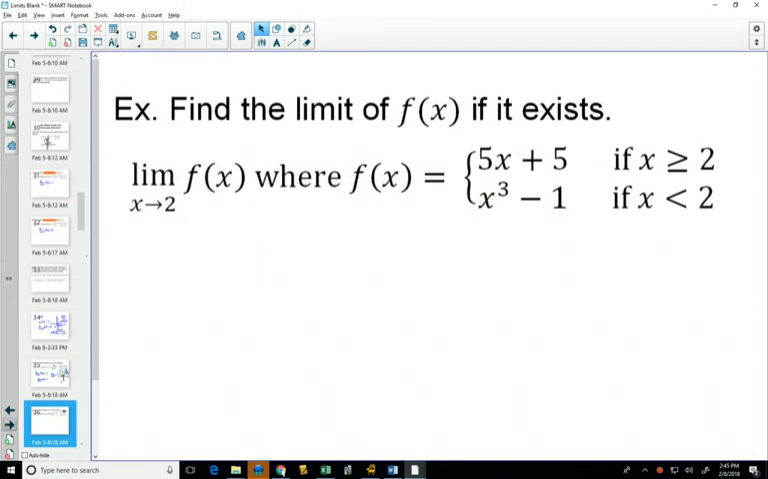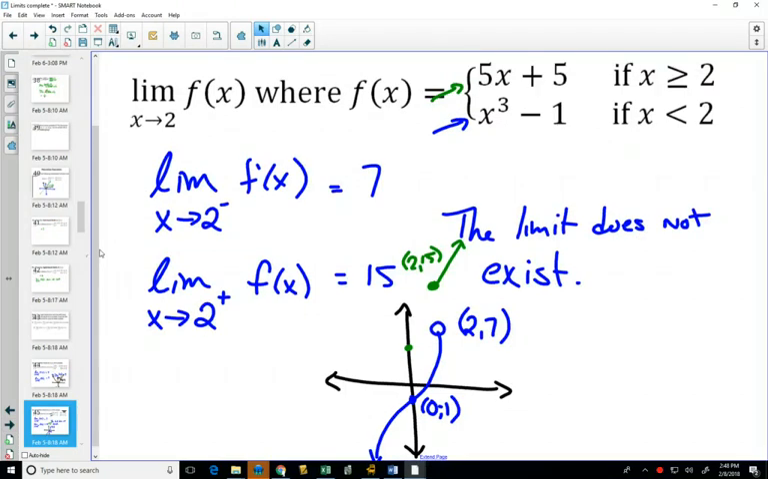Try this one, and check how you did. The limit from the left is equal to 7. The other limit from the right is equal to 15. They're not the same, so the limit does not exist. We can see that graphically. You have the parabola coming from the left-hand side, you get close to 7. You have the line when you come from the right-hand side, it gets close to 15.